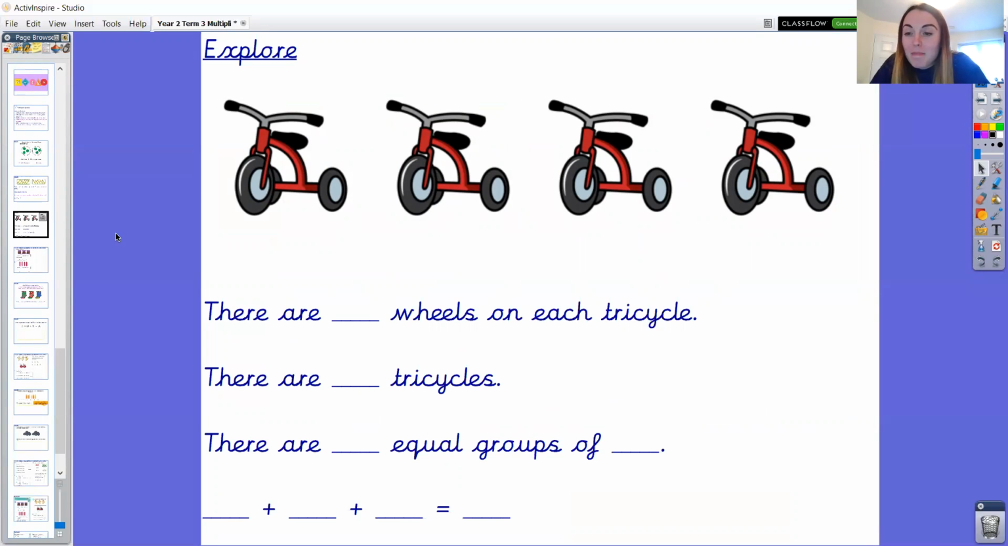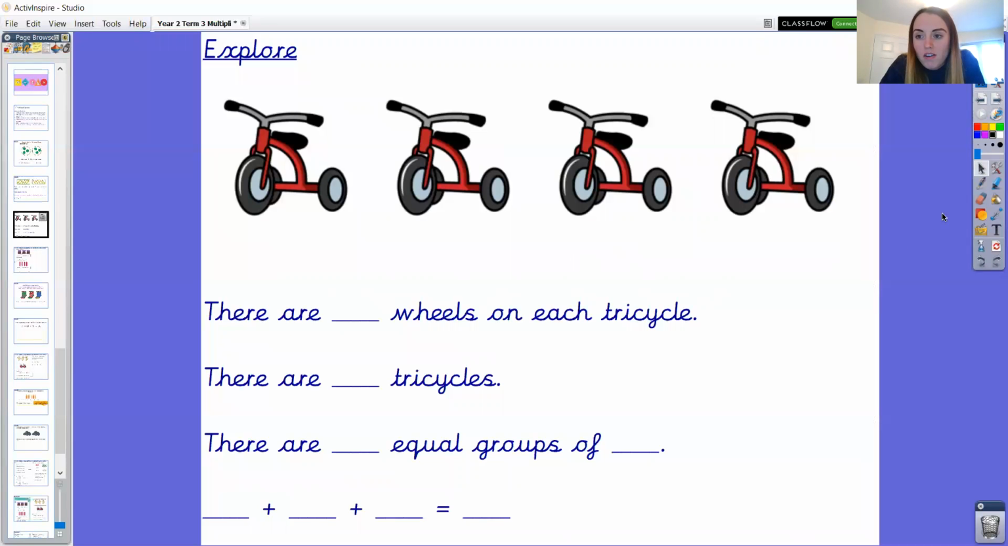You will see there's a picture of some tricycles, which is very exciting. And we have some STEM sentences to help us with describing the picture again. I wonder if you could pause the video here and use the STEM sentences to describe what you can see. Well done, Year 2. Now let's have a go together.